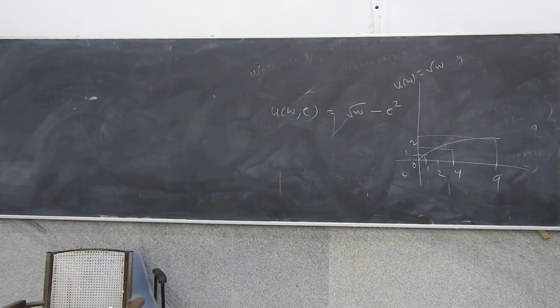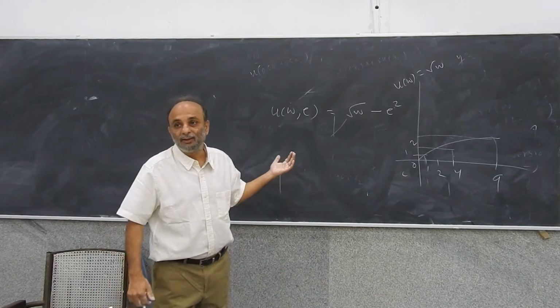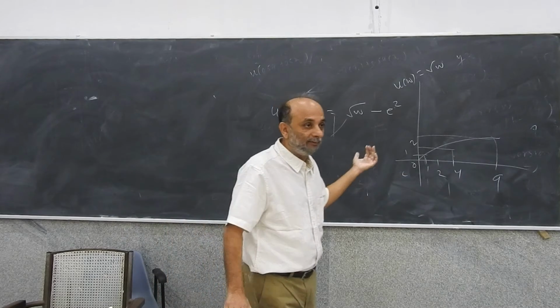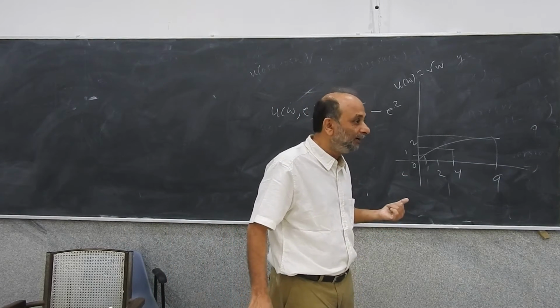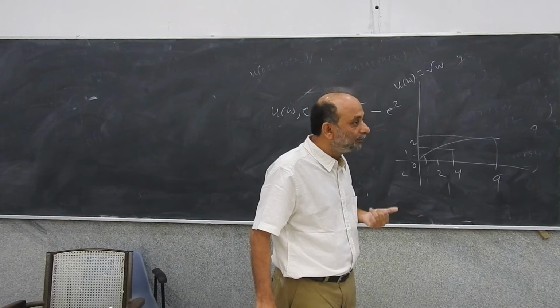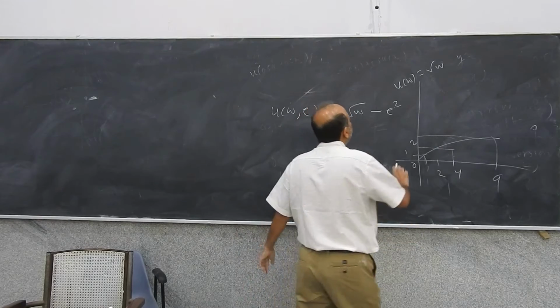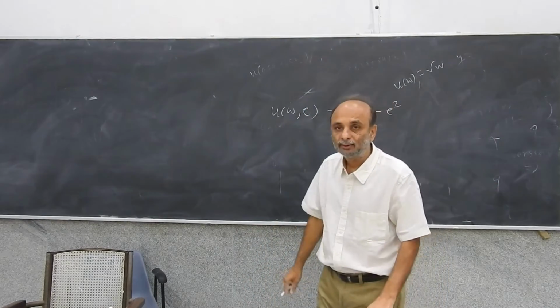Whose utility function is this? A risk-averse individual. So this individual must be a risk-averse individual, which gives me a concave utility function. Now, tell me what will be the degree of risk aversion of this person.